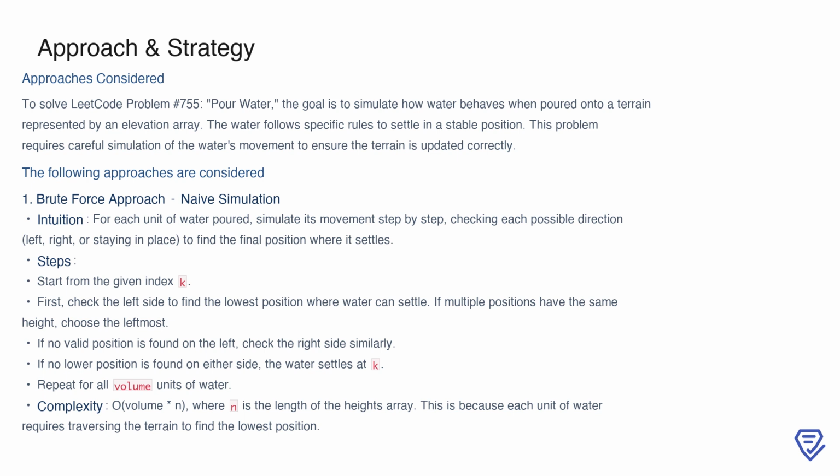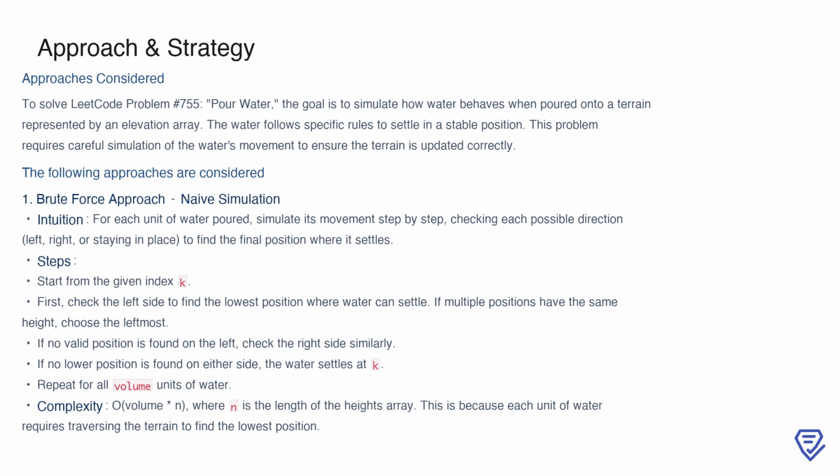step by step. Starting at the given index k, we first look to the left to identify the lowest position where water can settle. If multiple positions have the same height, the leftmost one is chosen. If no valid position exists on the left, we then check the right side. If neither direction offers a lower position, the water settles at k. This process is repeated for every unit of water.